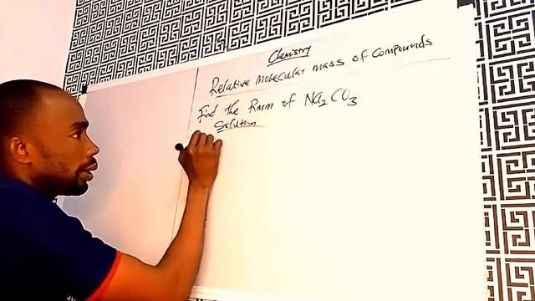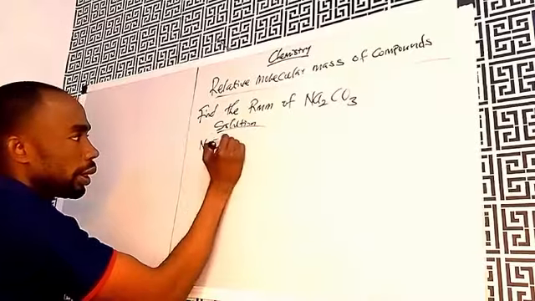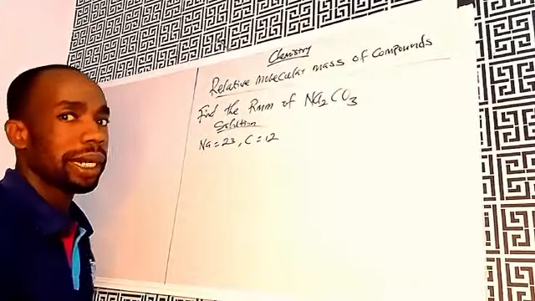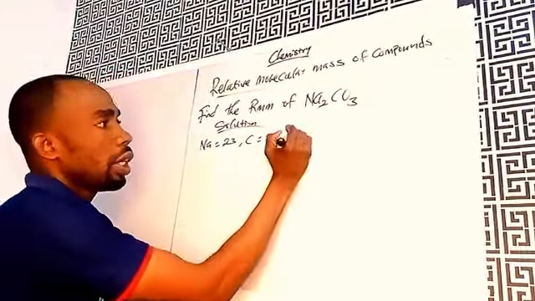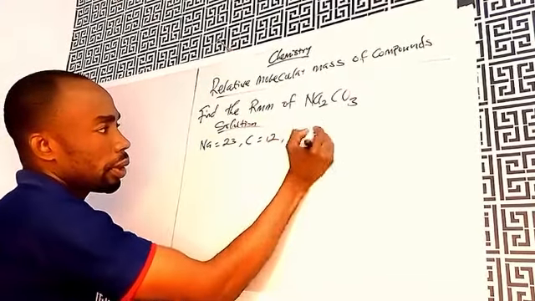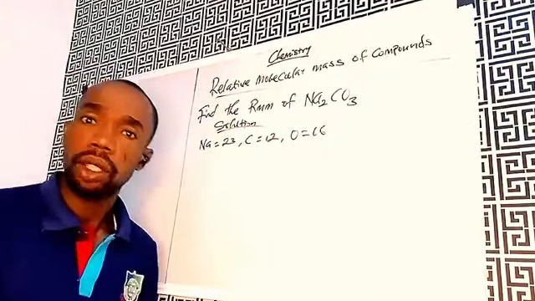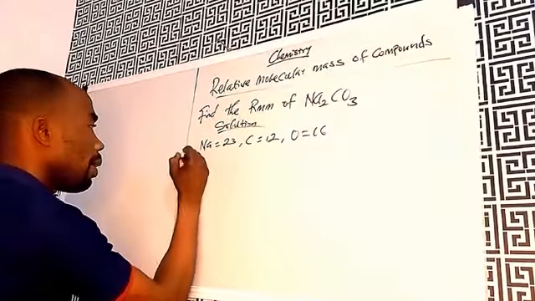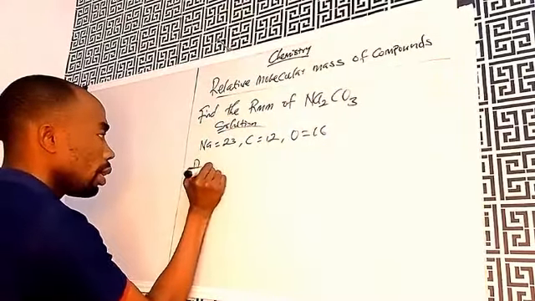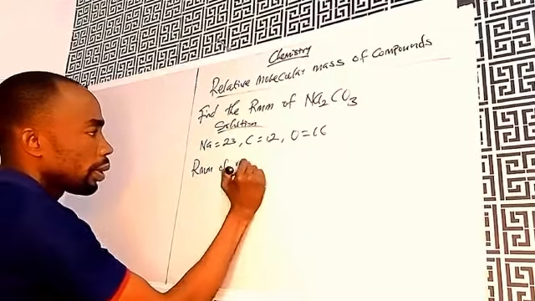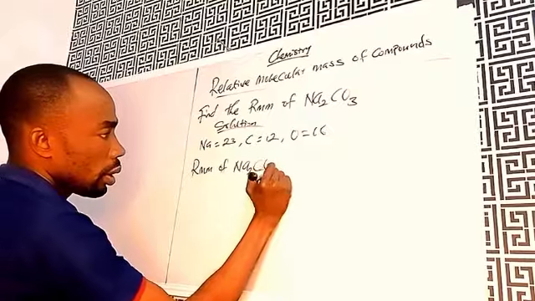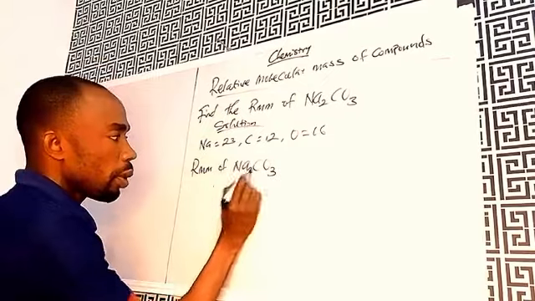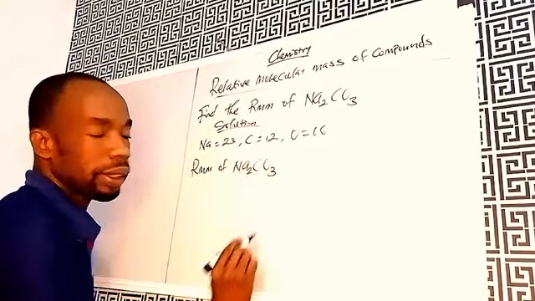Okay, so let's say sodium is 23. Okay, carbon is 12. That's the atomic mass, the weight of the atoms. Okay, so oxygen is 16. Okay, oxygen is 16. So if we want to find the RMM of sodium trioxocarbonate 4, it will be the sum of the individual relative atomic masses added together.